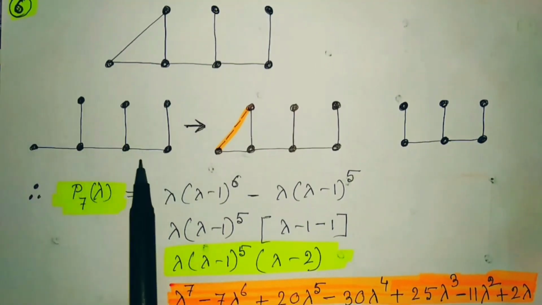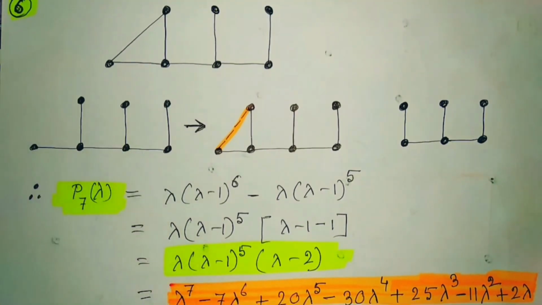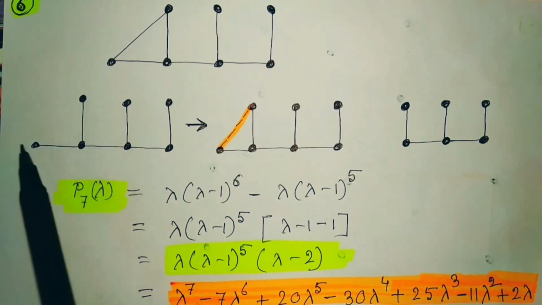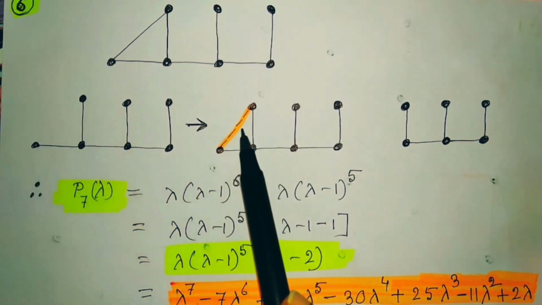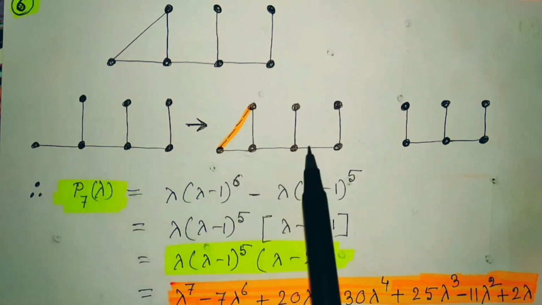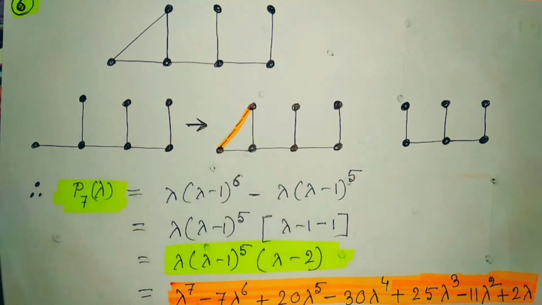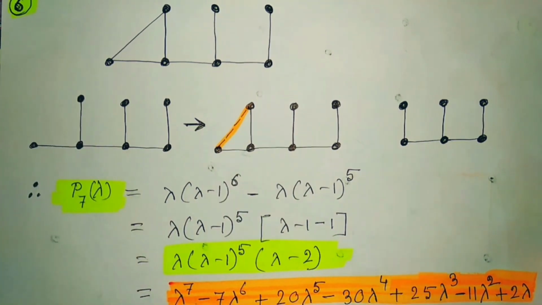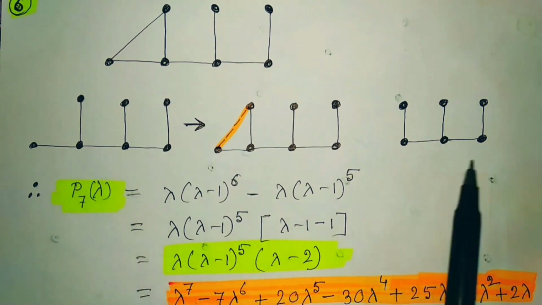So this one is a tree. Now if we apply the decomposition rule, then these two are non-adjacent vertices, so we should join these two vertices by an edge. So in the first part it should be added, and in the second part these two vertices should be merged. If we merge these two vertices, then we will find this one is the graph. So this one is a tree, this one is a tree.